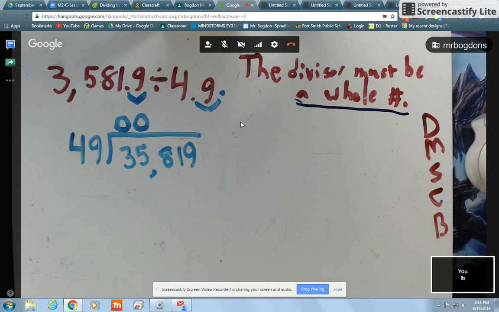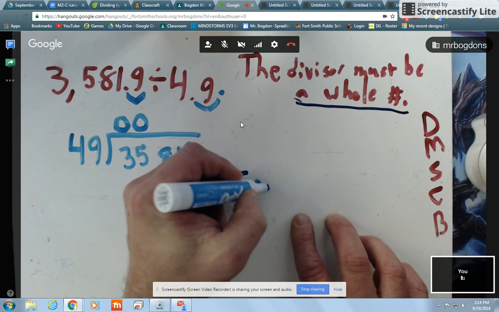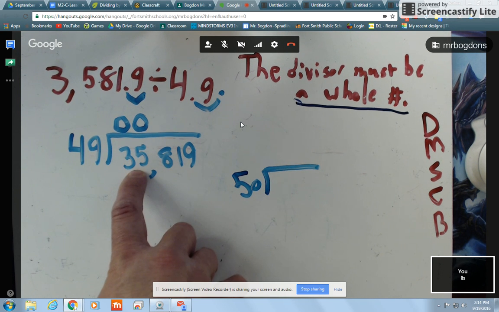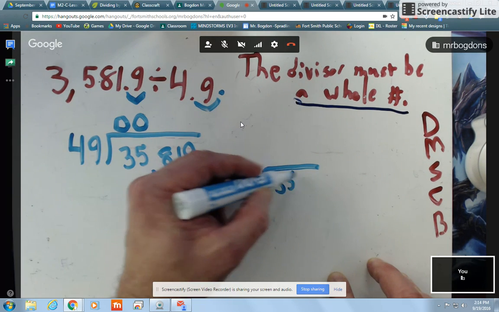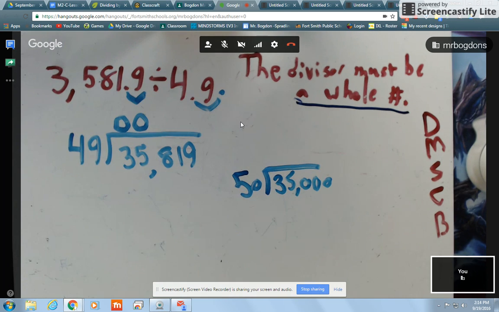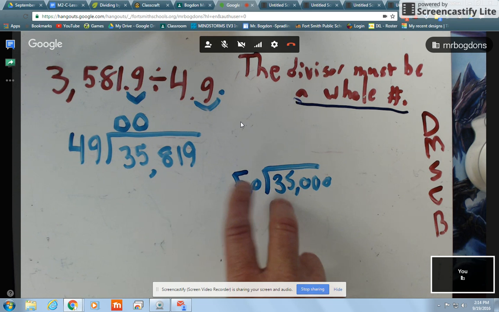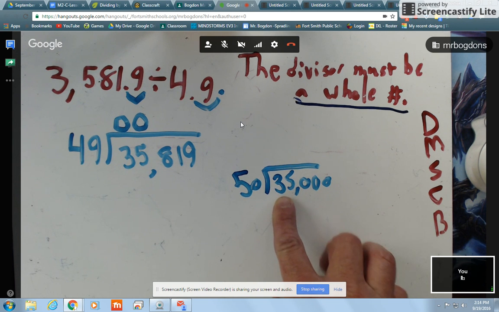Okay. Now I'm looking at my divisor. I said I'm going to round 49. Is that closer to 50 or 40? 50. Okay. So I'm looking over here, 35,819. That's pretty close just to 35,000, right? You guys ever notice that all the zeros really don't matter? I'm just looking at the whole numbers, the non-zero numbers.